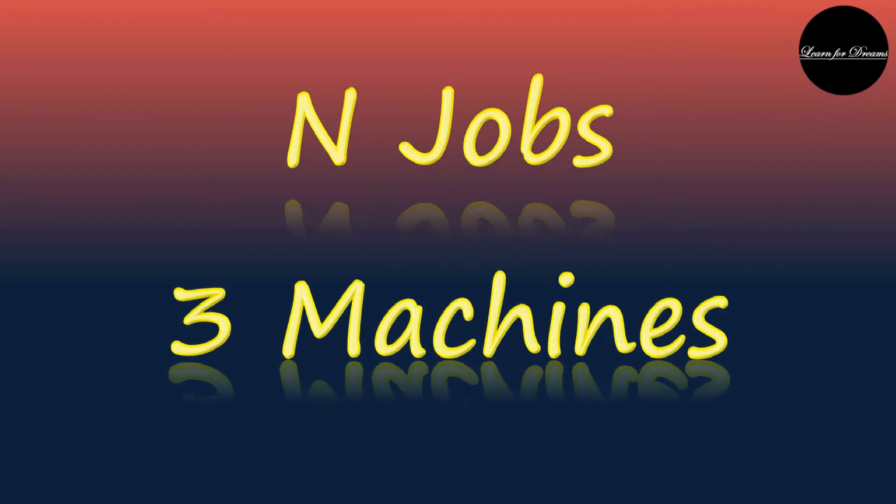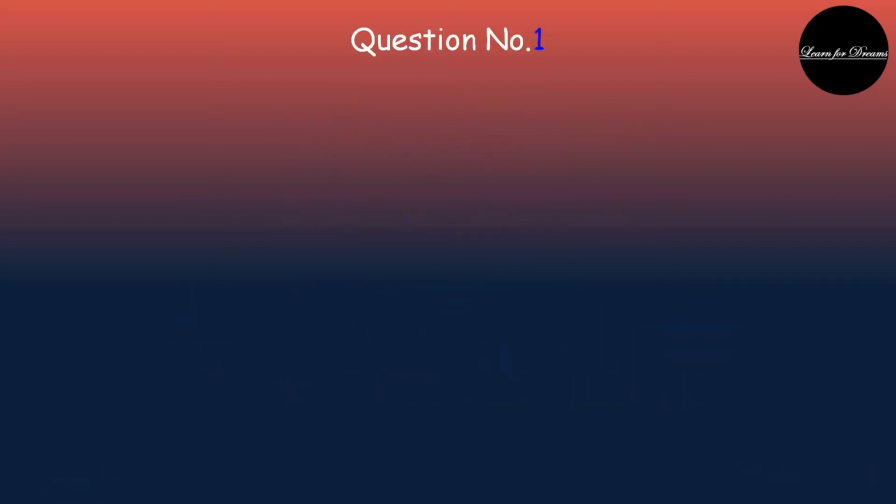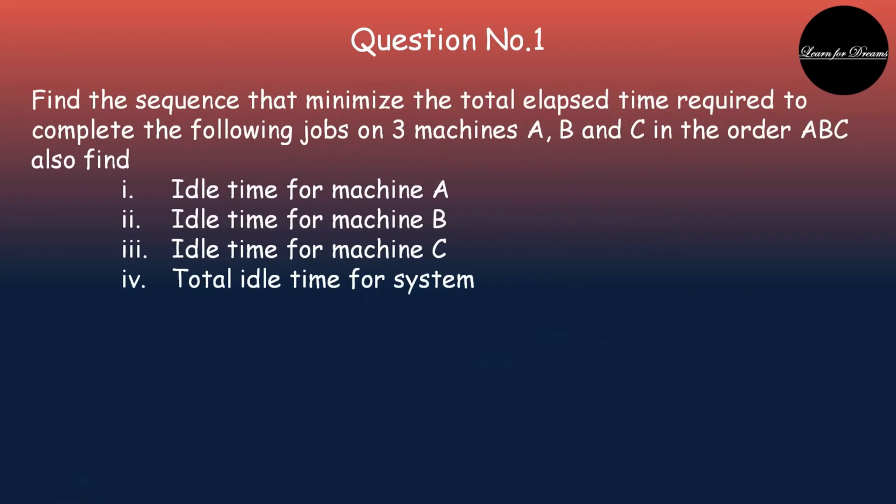Today we will see how to calculate idle time for machines and for systems while solving the n jobs 3 machine problem. This is the given question. Find the sequence that minimizes the total elapsed time required to complete the following jobs on 3 machines A, B and C in the order ABC.